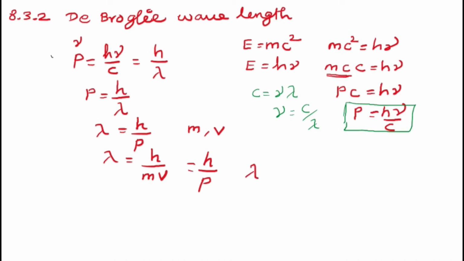So lambda is called the de Broglie wavelength, and this equation relates the wave character of the particle, and h is the Planck constant. Next, the de Broglie wavelength of an electron. We can calculate the de Broglie wavelength of an electron.